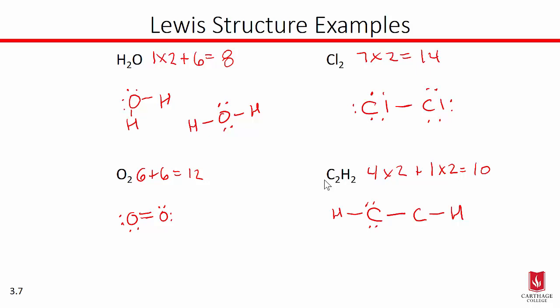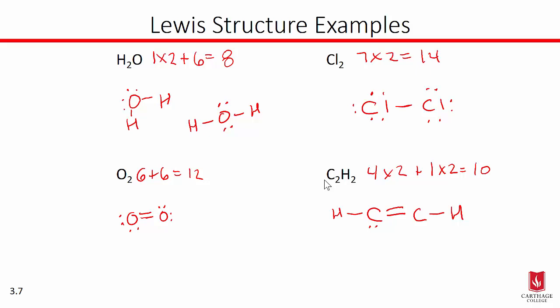Now let's check my octet. The octet is met for that hydrogen and that hydrogen there. 2, 4, 6, 8: 8 electrons on the carbon on the left, but I only have 2, 4 on the right. So what I'm going to do here is take these 2 electrons, remove them, and put them as a double bond between those 2 carbon atoms. So I should still have 10 electrons: 2, 4, 6, 8, 10 electrons total.